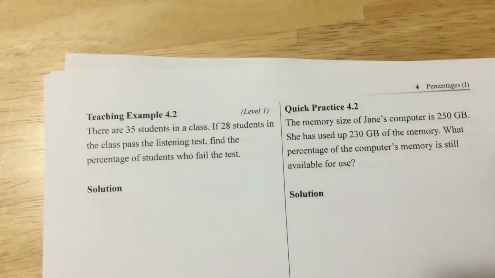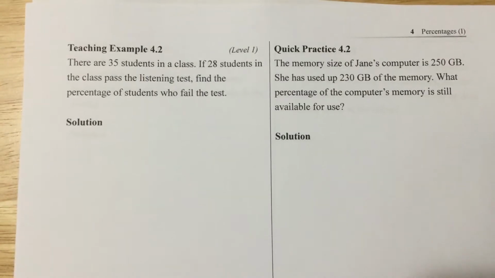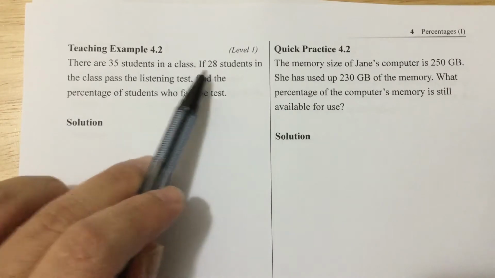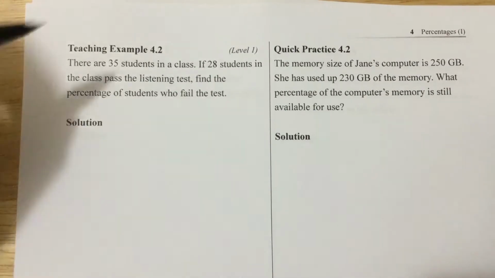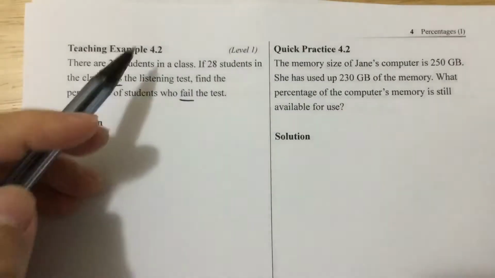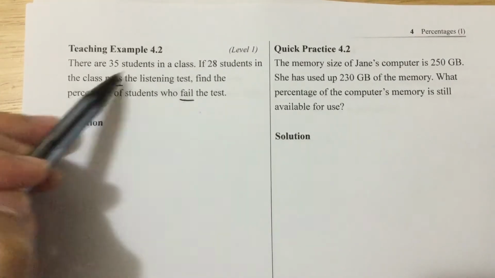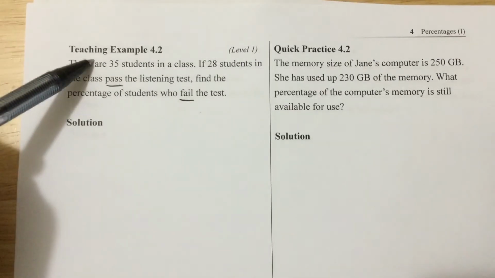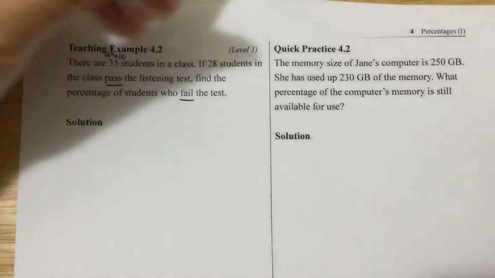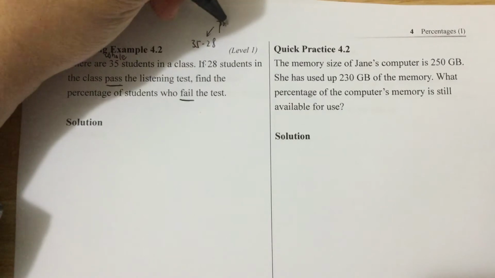So let's look at the next page, teaching example 4.2. Okay, once again, there are 35 students in a class. If 28 students in the class pass, and then you are going to find who fail, that means they are different. The one who gets pass will never go fail. So we are going to find the counter one. There are 35 students, so this one is the whole one. And 28 is not the part, but this time 35 minus 28 is the part of it.